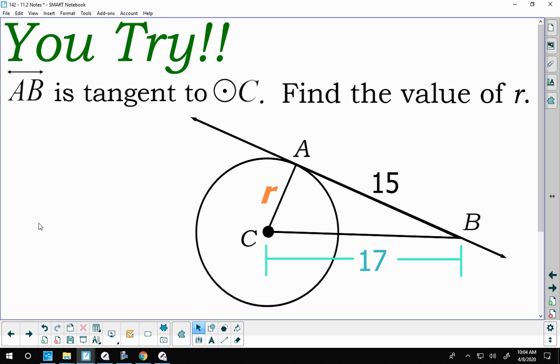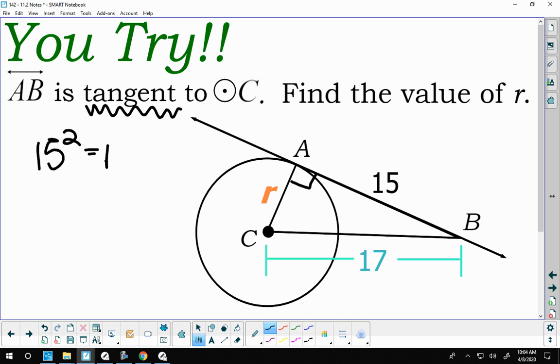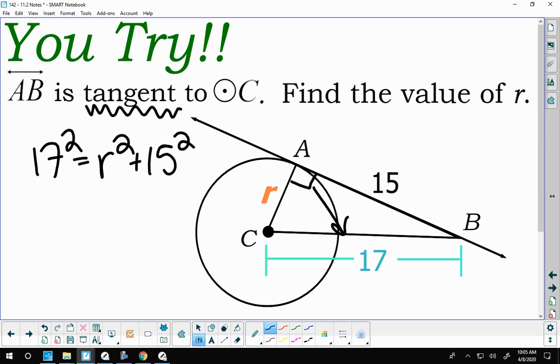You try. So the important part here is that they tell you that AB is tangent. Because it's tangent, this is a 90-degree angle. Therefore, we can set up Pythagorean theorem that hypotenuse squared equals, 15 is not the hypotenuse. Sorry, guys. Hypotenuse is across from the 90-degree angle. So hypotenuse squared equals leg squared plus leg squared.